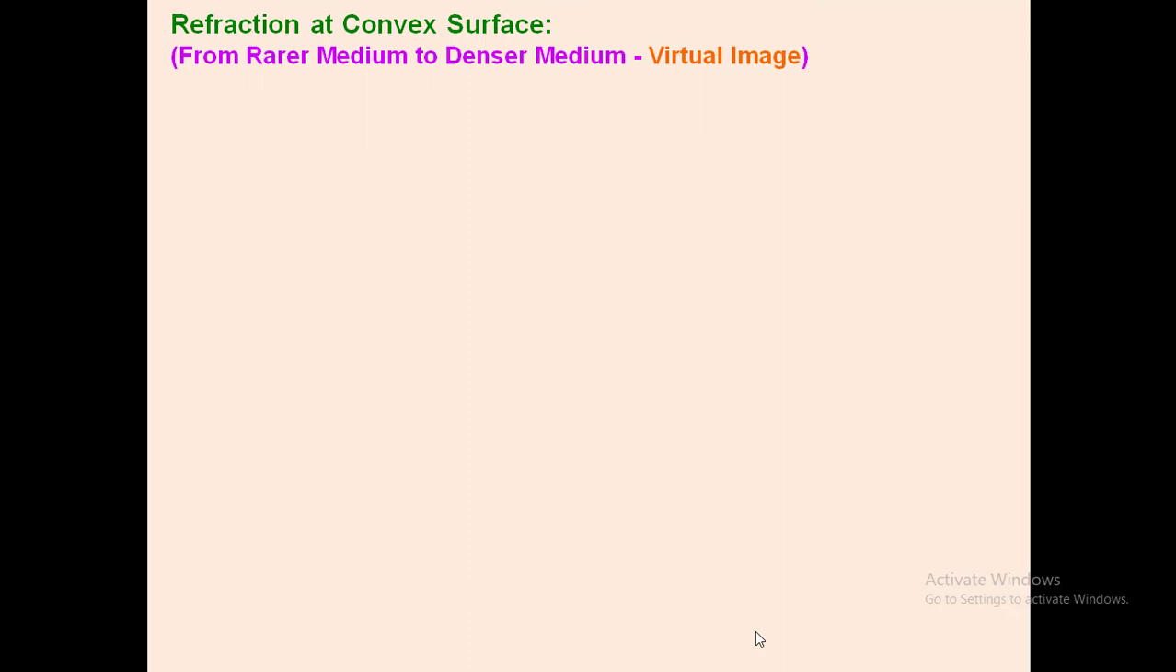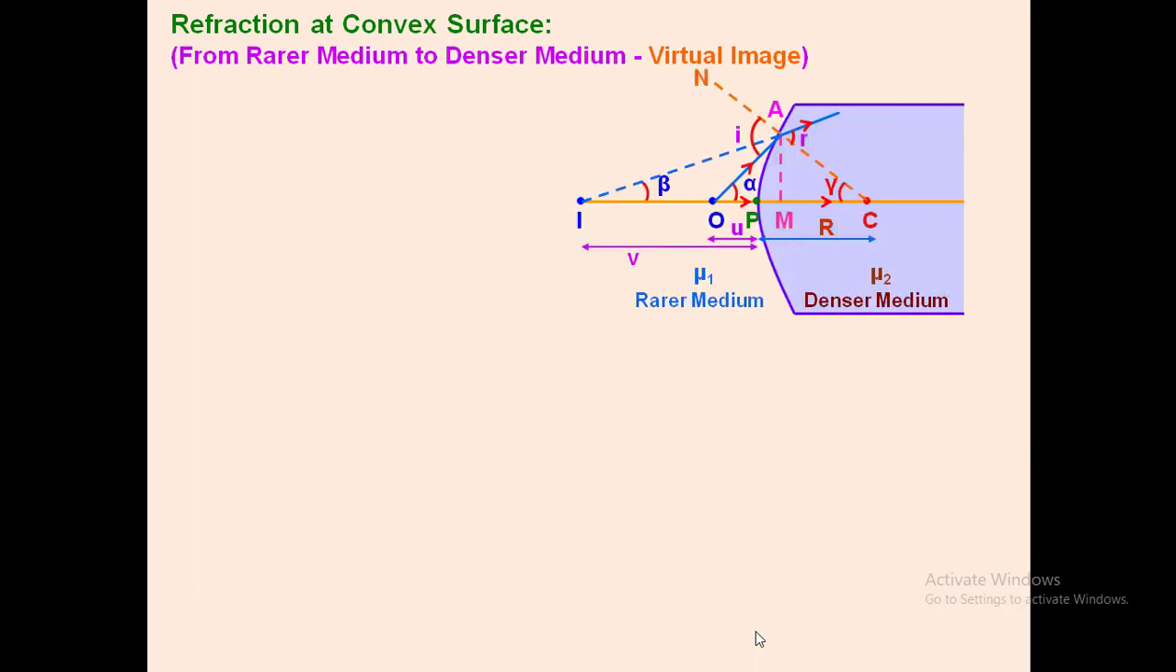Refraction at a convex surface, again from rarer medium to denser medium, but here we are going to form a virtual image. The previous case is for a real image, this is for a virtual image. The procedure is the same. Whenever you want a virtual image, you always have to keep the object very close to the principal axis. So when you keep it here, what happens?